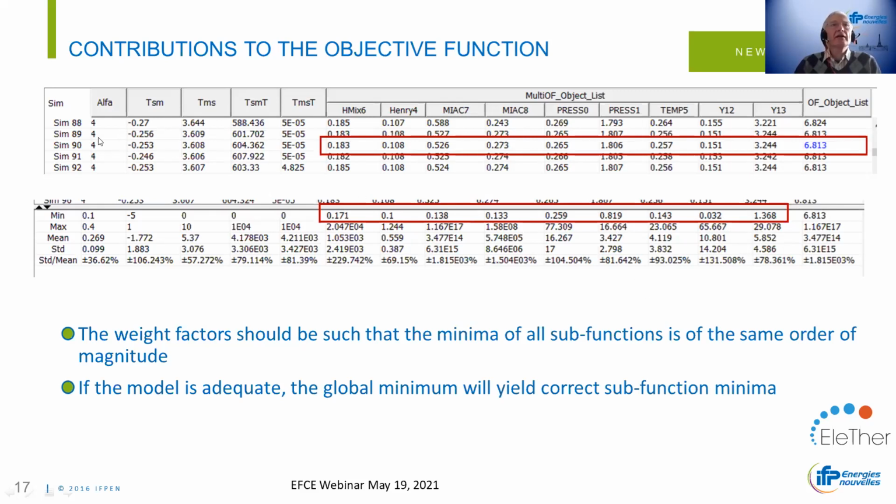Now let's look at the actual optimum solution. In my case, this is simulation 90. You see that the objective function here has a blue color, which means that it's the minimum, and it is the sum of each of these sub-functions. Each of these sub-functions, of course, is higher than the minimum of the individual sub-functions, but the actual value being higher is not an order of magnitude higher. It is really of the same order of magnitude.